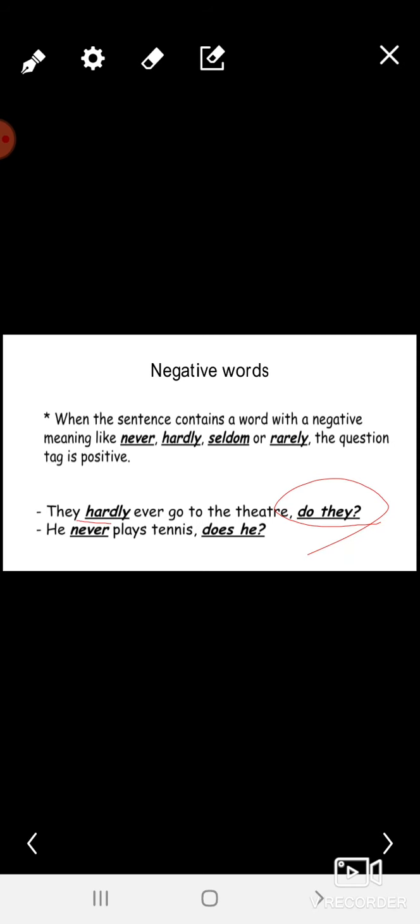If we have negative words, it means that this statement is negative. So the tag question should be positive. Never shows that. We don't have "not" here, but it doesn't mean that this is positive. This word is negative. Never means negative. So the tag question should be positive. Very important.